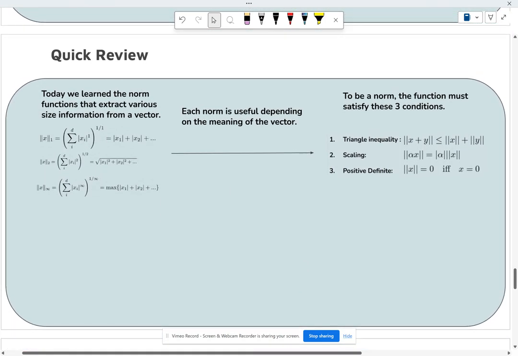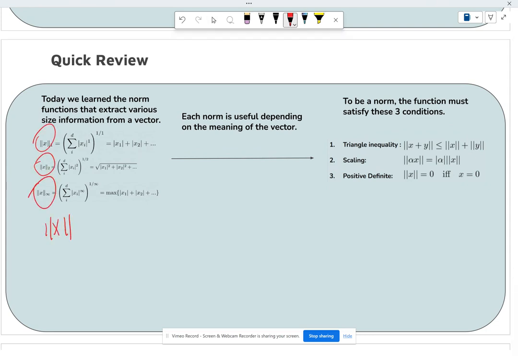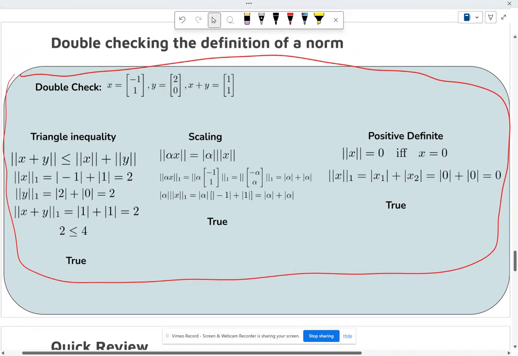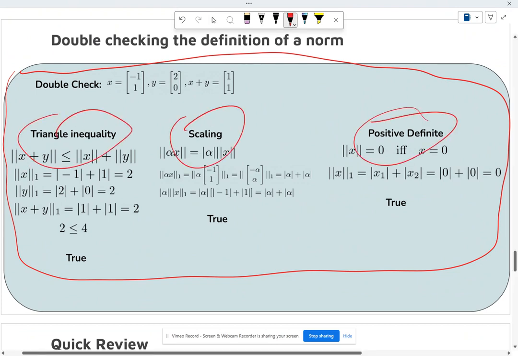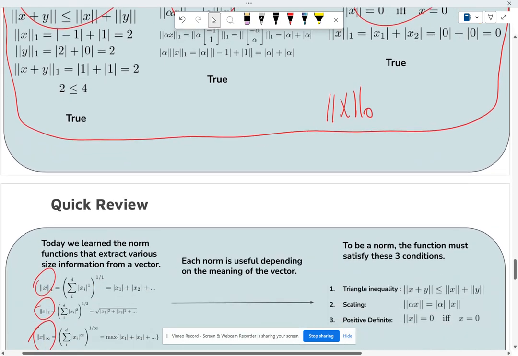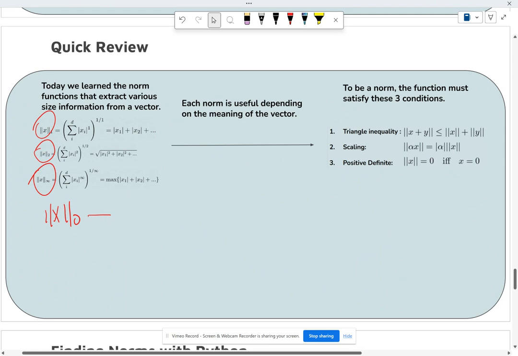So, quick review: we have three kinds of norms: one, two, and infinity, as well as 0. So actually four. But if we try to use this definition, the triangle inequality, scaling, and positive definiteness, our zero norm will fail. So it's not going to work. That's why it's not a norm. It doesn't match the definition. But it's a very useful query function to extract information, and it acts very similar to a norm. So we just name it our zero norm.